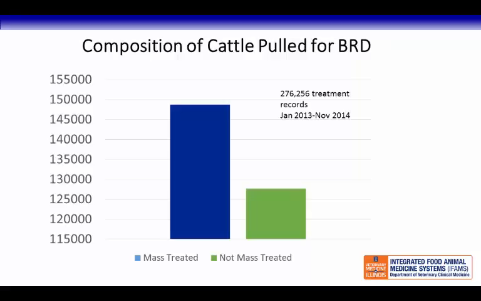So if we look at this, here's the evidence to support this. This is, again, 250,000 treatment records over a year and a half. Of the cattle we treated, most of those, 150,000, or two-thirds of them, were mass treated at the time of arrival. One-third of them were not mass treated at the time of arrival. So we do get pretty good, but we've still got a relatively high percentage of cattle being treated.